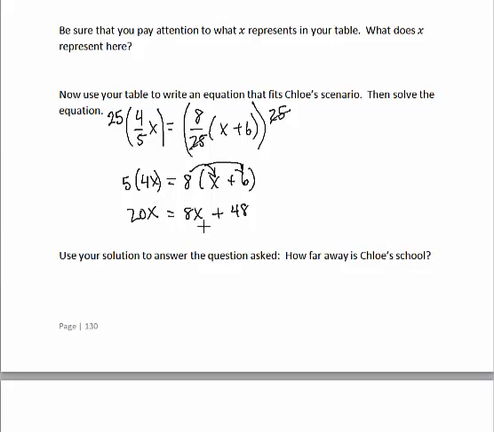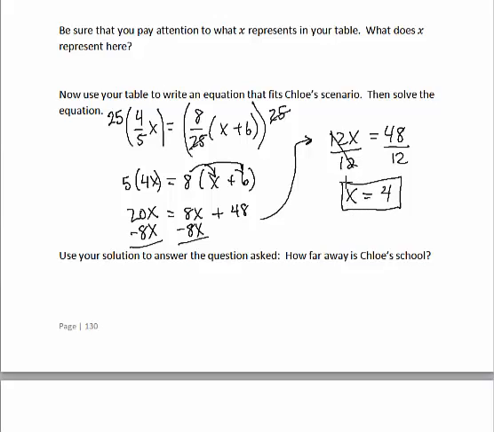We have x terms on both sides of the equation, and so we're going to have to change the sign of one of them to combine them. Subtract 8x from both sides. We get 12x equals 48. And now if we divide both sides by 12, we get x equals 4.